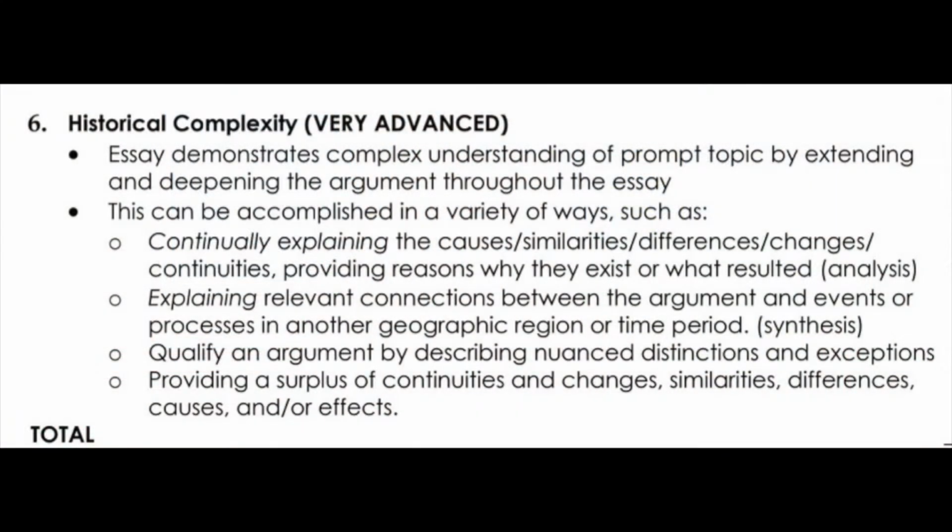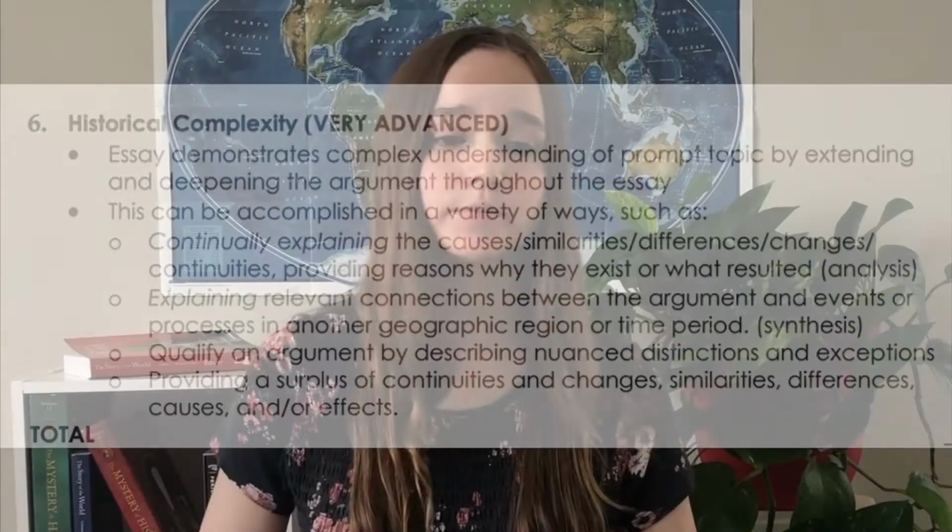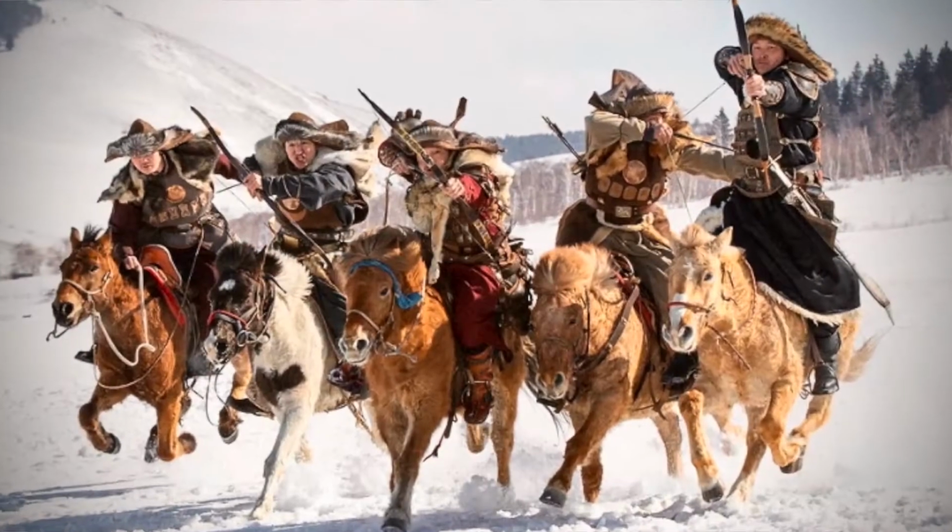So let's get started. By way of contextualization, here's a brief explanation of the historical complexity point. The historical complexity point is given for essays that show a complex understanding of the topic. You're essentially running circles around the topic and showing off at this point. Just think of the warfare of the Mongols. The rest of what the rubric has to say about it is essentially a laundry list of ways to obtain this point, which we will dive into later.